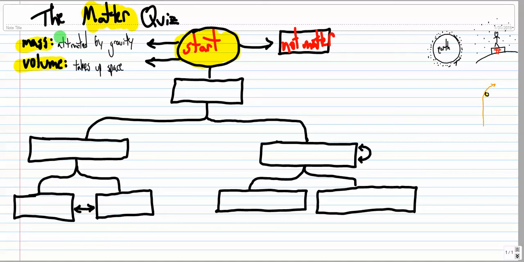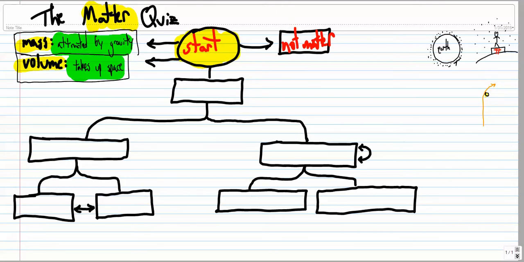So one test, the mass test: if something is attracted by gravity, then it has mass. And the other test: if something has volume, then it takes up space. Usually students are pretty readily able to understand volume if it takes up space. But sometimes they struggle a little bit more with does it have mass or not. Specifically, they have trouble with the mass question when we're talking about air.